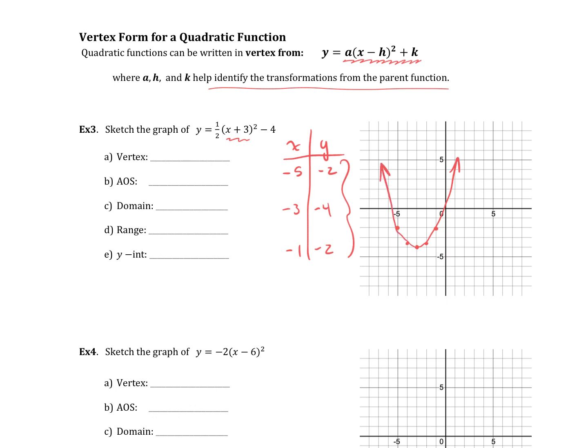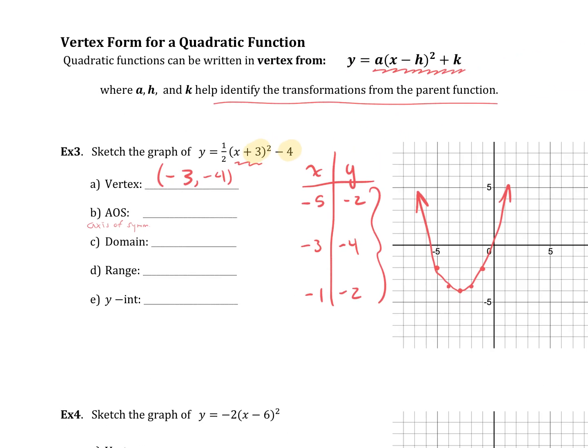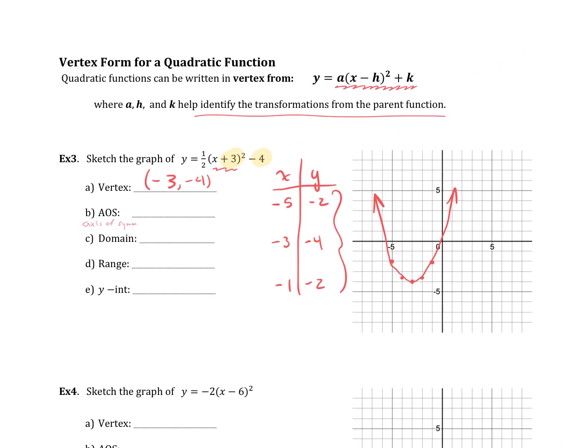All right, so what's the vertex? Negative 3, comma, negative 4. Hopefully that makes you think, I wonder if that has anything to do with those numbers. I guess it kind of maybe does. AOS stands for axis of symmetry, and I don't think you've seen it before. Did it show up in Unit 1 of Algebra 2? I don't know if it did. Axis of symmetry is this thing, and that's always going to be an x equals. And here it's x equals negative 3.